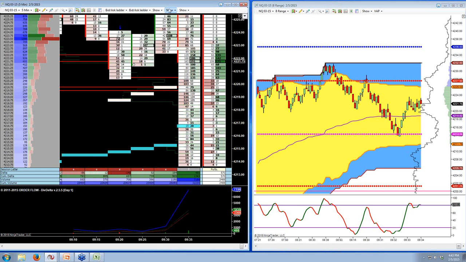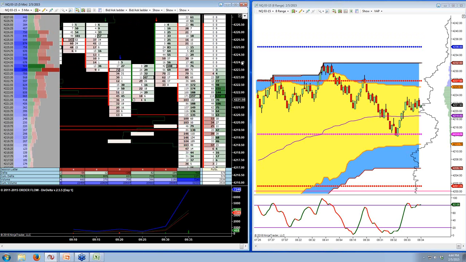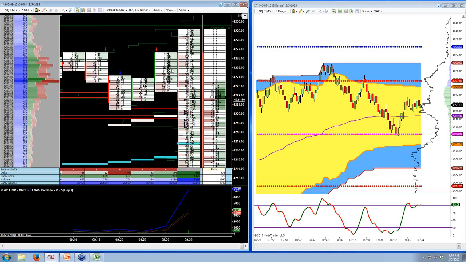Also, let me just scrunch this up here a little bit. You can also do formation 1, 2, 3. I don't know how to trade those, but that's what these arrows are up here. So I don't use them.